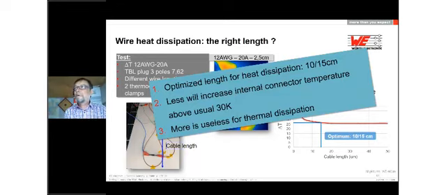And it's also a question of money, because if you have a long cable and it doesn't make sense to use it, you just have to pay for it. So 10 to 15 centimeters is the optimum here. Less will increase internal connector temperature. We cannot do this with less cable, because then we are above the usual or the allowed 30 Kelvin, and more is useless for thermal dissipation.